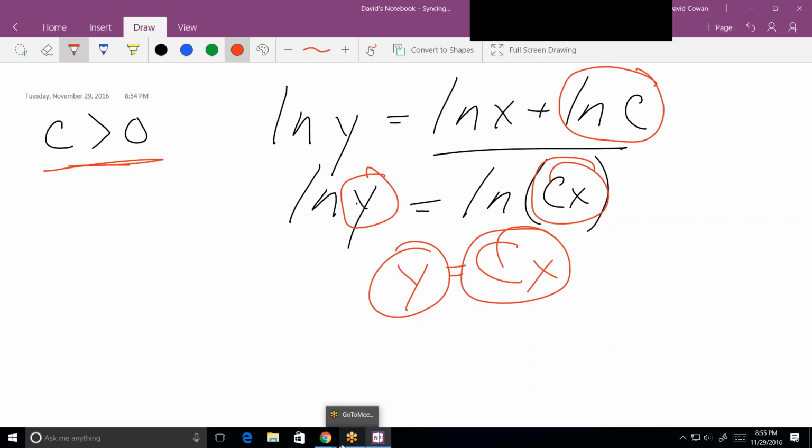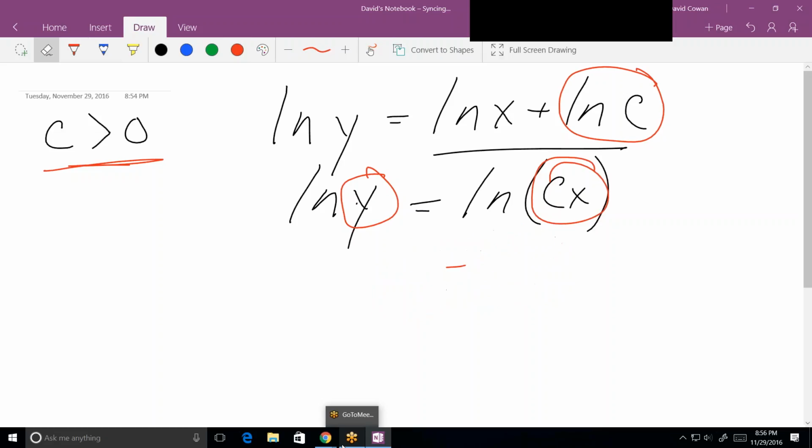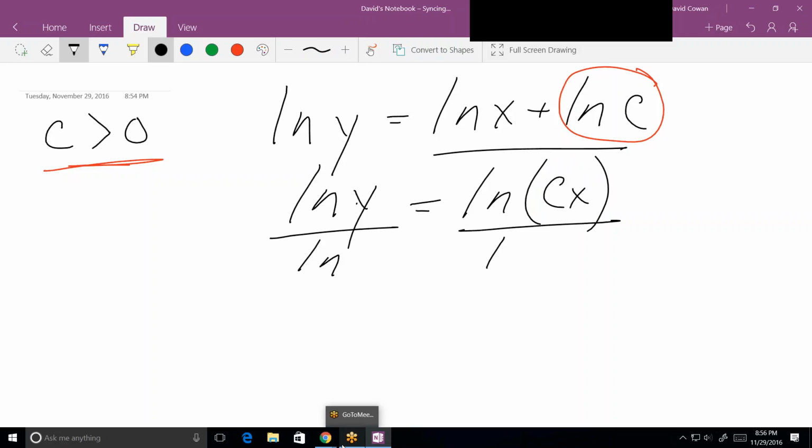It's a bit like equating exponents when the base is the same. If you have the natural log of something equal to the natural log of something else, then the arguments are the same. You can think of it as dividing both sides by natural log, even though that's not at all what you're doing. But you can certainly think of it like that. I'm going to divide both sides by ln, and that cancels out the ln and leaves y equal to cx.